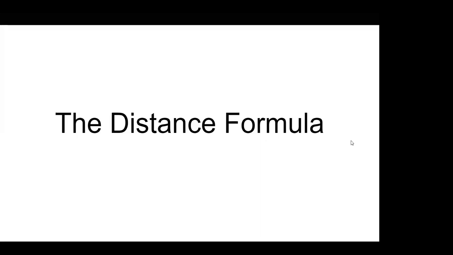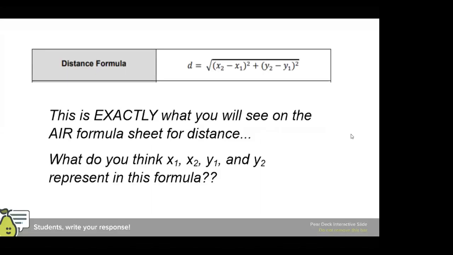Let's first talk about, what is the distance formula? And here it is. This is the distance formula. This is exactly what you would see on the AIR formula sheet for distance. So I know last year you didn't take the AIR test, right? I don't know what's going to happen this year, if you're going to take it or not, but this is what you will see on the AIR test. They do give you some formulas. So that's d equals the square root of (x2 minus x1) squared plus (y2 minus y1) squared.